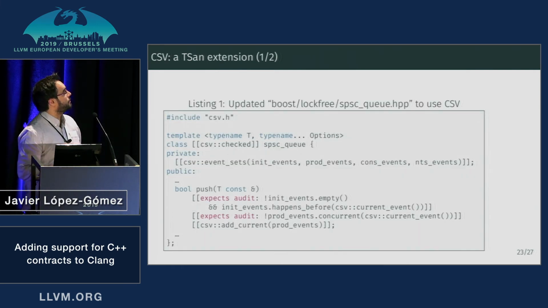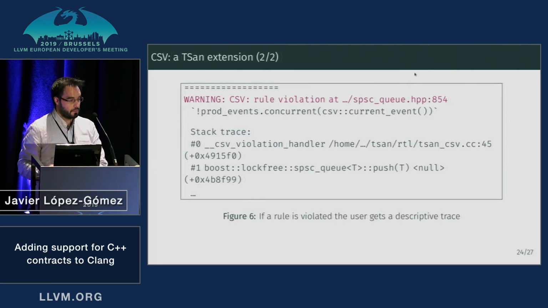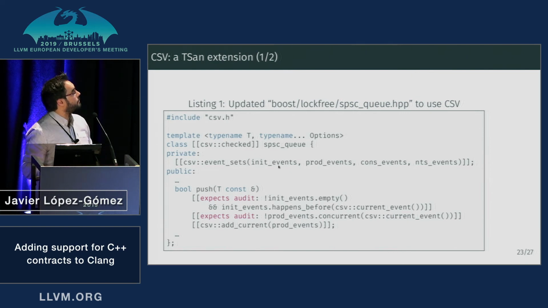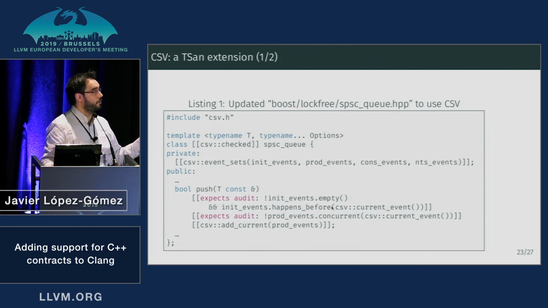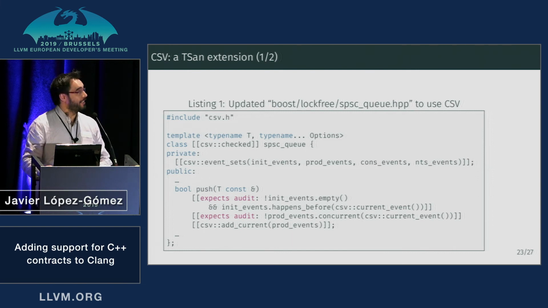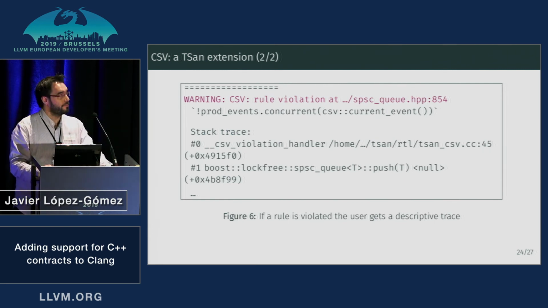So this is how it goes. You can express predicates like having event sets, and then you can compare a pure happens-before relationship between all the events that are in this set and the current event. You can take a look at this, and we will discuss it later in the poster session if you want, or just here. So it will give you, hopefully, a more descriptive trace of what is happening. In this case, we are violating the semantics of the SPSC queue because there are two concurrent producers.